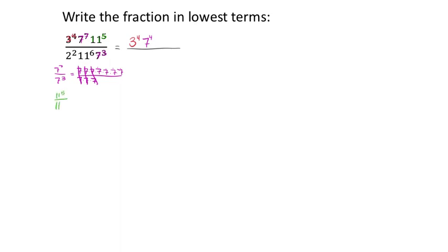And then I got a base 11 also in the denominator to the power of 6. So again, let's rewrite this. I got 1, 2, 3, 4, 5 11s in the numerator, all being multiplied. And then we got 6 in the denominator. 1, 2, 3, 4, 5, 6.